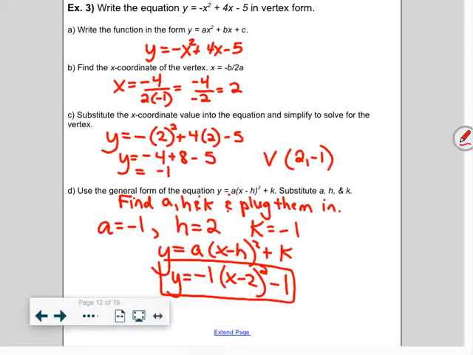So let me say this one more time. You just see A is in front of the x squared. You do x equals negative b over 2a to get your vertex. And then you plug it into the vertex form. Okay?